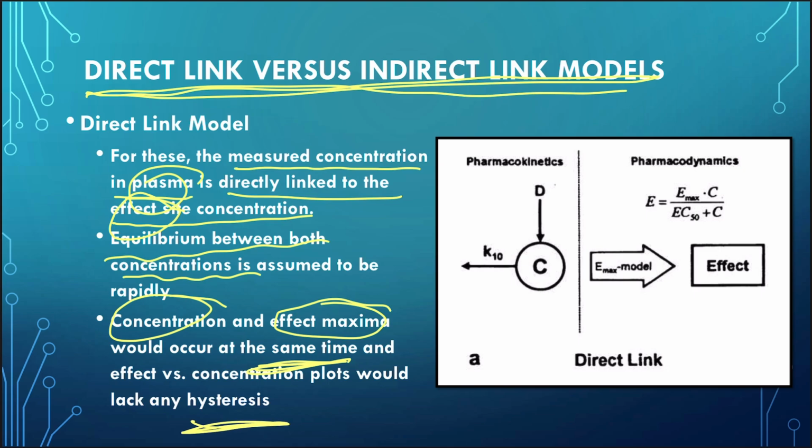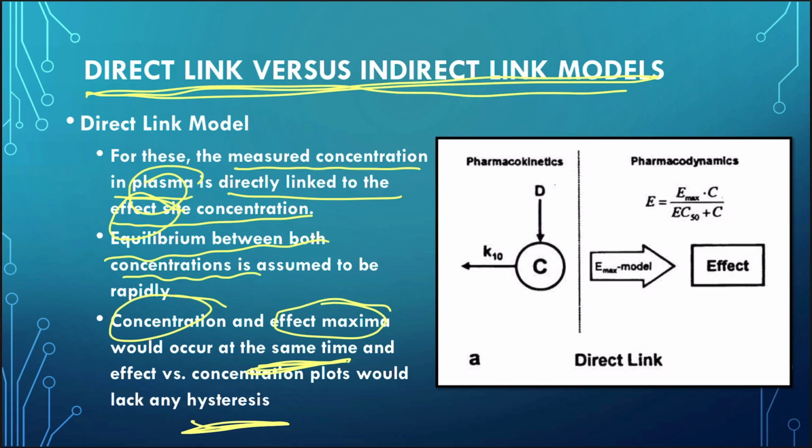Hysteresis is basically a lag between the concentration and the effect. When the maximum concentration is there, the effect should be maximum, but sometimes the concentration has reached the maximum but the effect has not reached the maximum of its potential. That is what we call hysteresis, and there can be two different types of hysteresis, which I will be discussing.